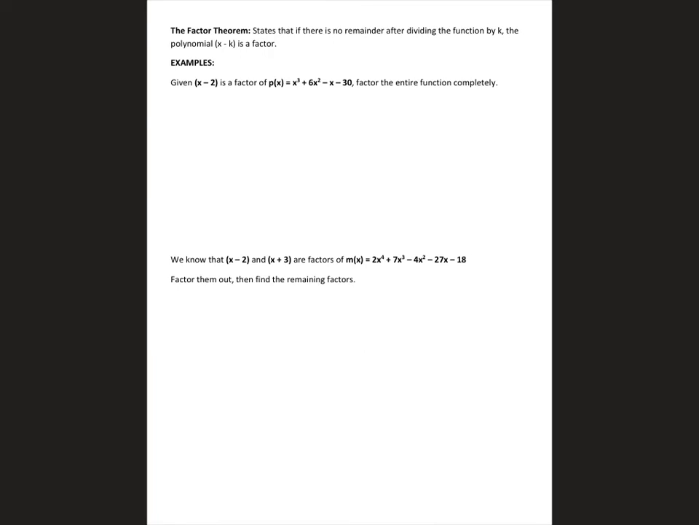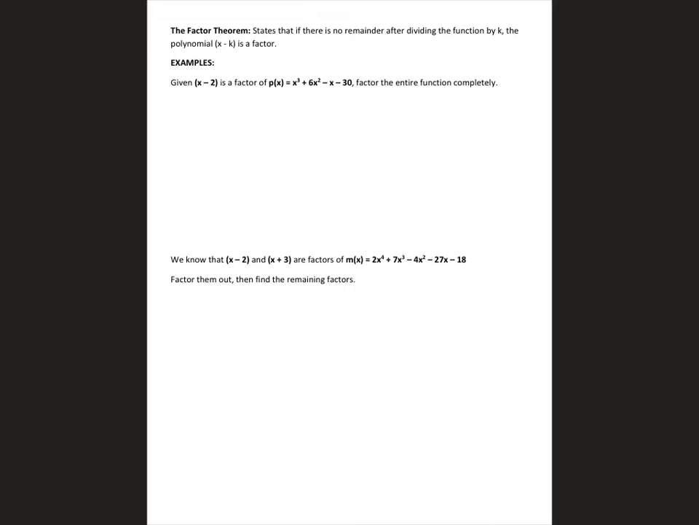All right. The second thing that we're going to talk about today is the factor theorem. The factor theorem states that if there is no remainder after dividing the function by k, then the polynomial x minus k is a factor. That should make sense, right? If you think about what we did yesterday, we took a polynomial and divided it by a factor, right? And if you take a number, let's say 20, and divide it by 4, and you get 5, because 4 goes into 20 evenly, there is no remainder, then you know 4 is a factor of 20. We're essentially doing the exact same thing. We're just doing it at a more abstract level, okay?